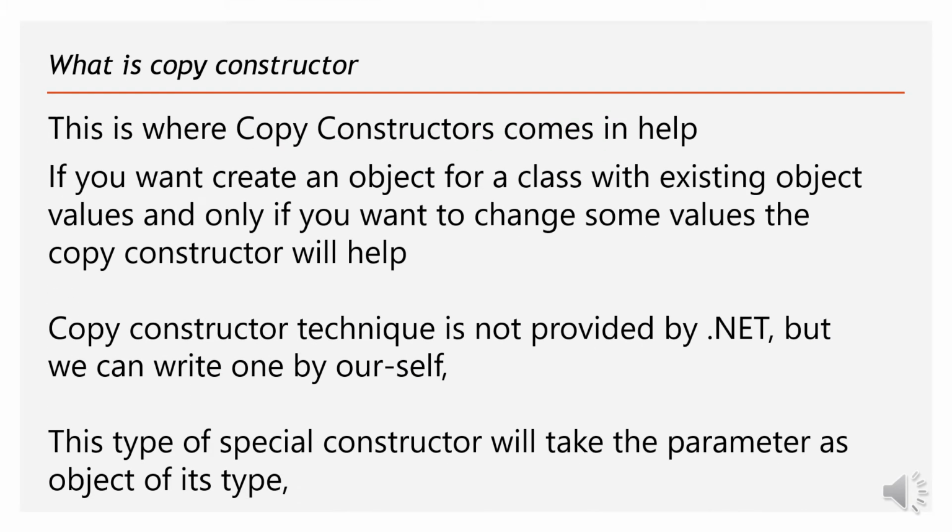This is where copy constructors come in to help. If you want to create an object of a class with existing object values, and only want to change some values, the copy constructor will help you. The copy constructor technique is not provided by .NET, but we can write one by ourselves. This type of special constructor will take a parameter of its own type.